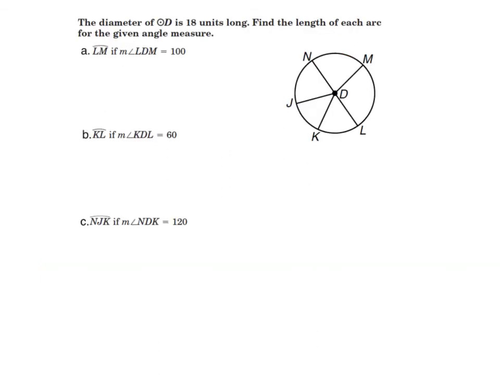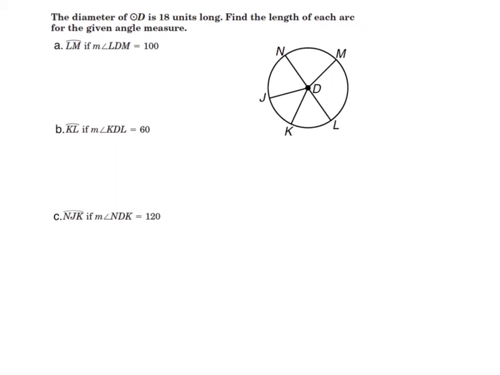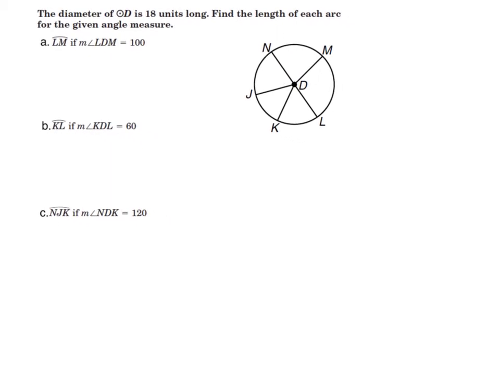Okay. In this picture, it says that the diameter of circle D, which remember that we name a circle after its center point, is 18 units long. Find the length of each arc for the given angle measure. Alright, so our first problem here, we're supposed to find the length of arc LM. Notice that it's an arc because it has the curve over the top, not a line segment where that would be straight. So we are looking for the length here from L to M if we were to travel along the circle. Remember again, we have our little tiny ant crawling along the circle, and we want to know, okay, if he started at L and had to go to M, how long would that be?